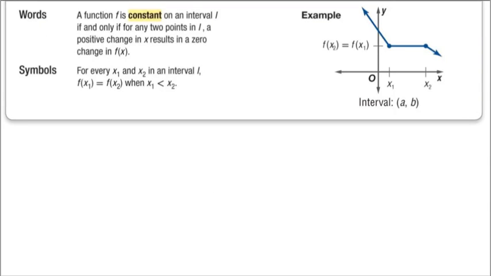Okay, and then the last option is when a function is constant. Something is constant, it doesn't change value. So as you go from left to right on the graph, if the y value is staying exactly the same, then it's constant. A function is constant on an interval if and only if for any 2 points a positive change in x results in a 0 change in f of x. So if the y value doesn't change, then it's constant.